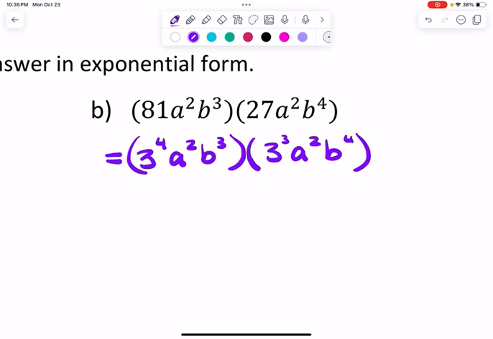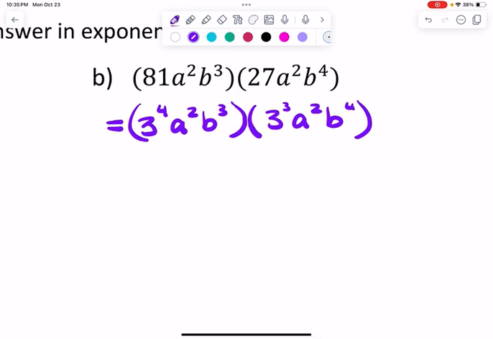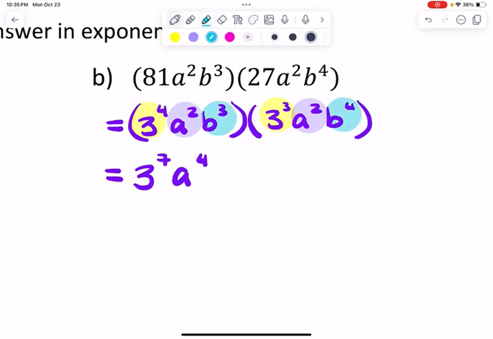Notice I did nothing else in that line because I'm only doing one step per line. Now that I've done that, I have a bunch of powers with the same base, and I'm multiplying them, so I add my exponents. The 3 to the 4 and the 3 to the 3, those exponents add to give me 3 to the 7. When I'm taking a look at a squared and a squared, those exponents add to give me a to the 4. And when I'm looking at b cubed and b to the 4, those exponents add to give me b to the 7.